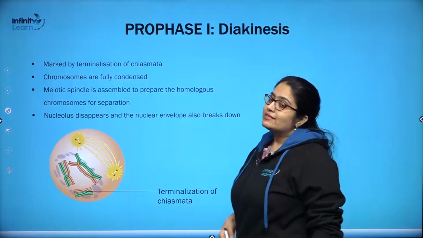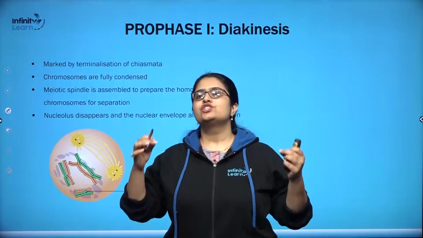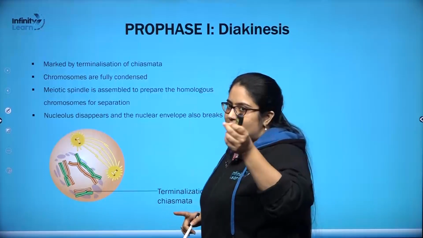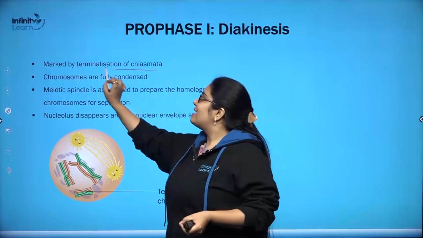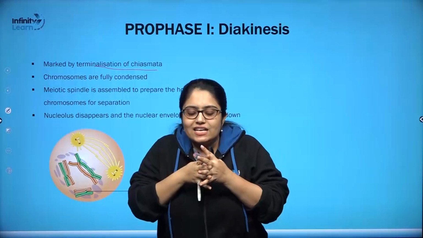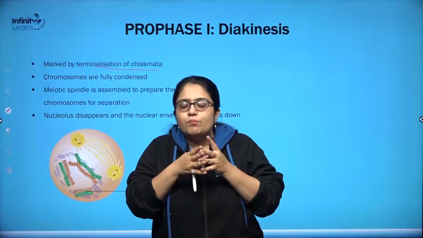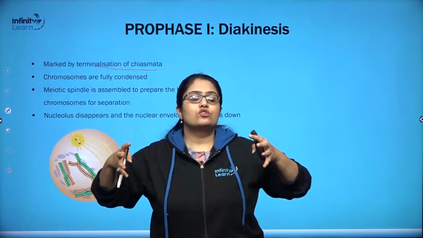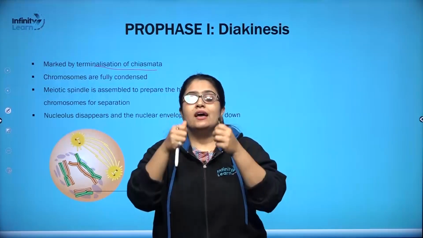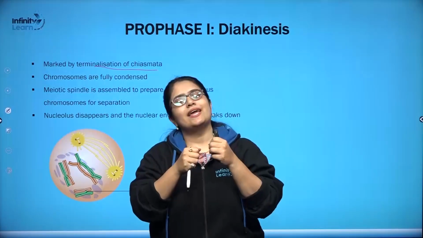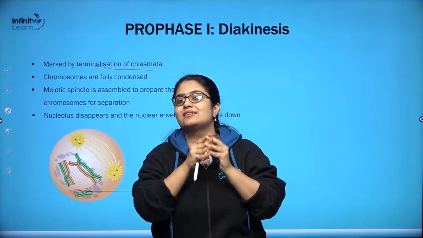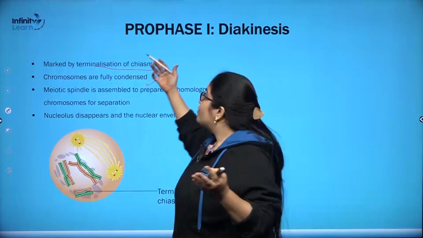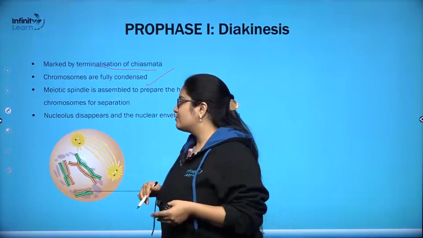Next is diakinesis. It is the last stage of prophase 1. Diakinesis is marked by terminalization of chiasmata. So chiasmata will start moving towards the poles. They might even slip off or might remain at the ends. So these homologous chromosomes will still stay connected with the help of terminalized chiasmata. Also, the chromosomes will be fully condensed at the end of prophase 1, because diakinesis is the last stage of prophase 1.